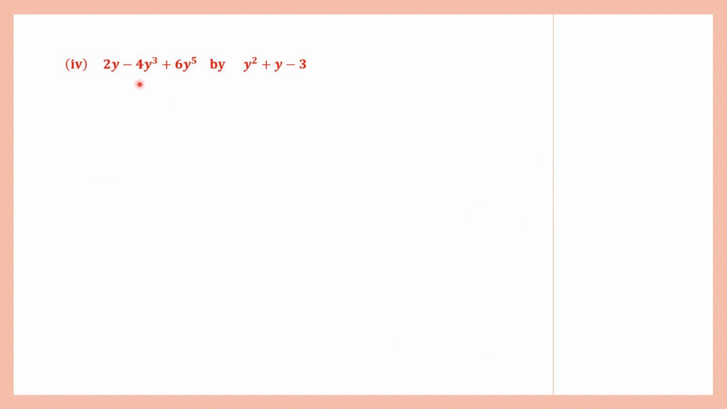Here we're going to multiply this polynomial with this polynomial. As you can see, both have 3 terms, so you can write any one of these first. So let's write the first one itself. So this is 2y minus 4y cubed plus 6y to the power of 5 into, so we'll put this within brackets, y square plus y minus 3. So let's try and work it out here itself.